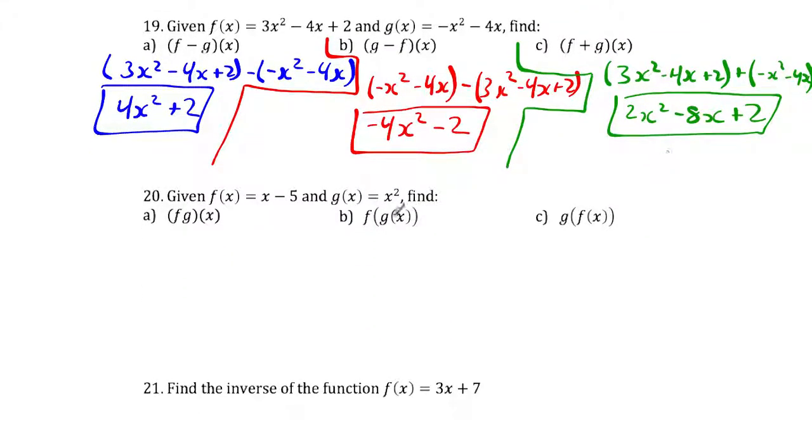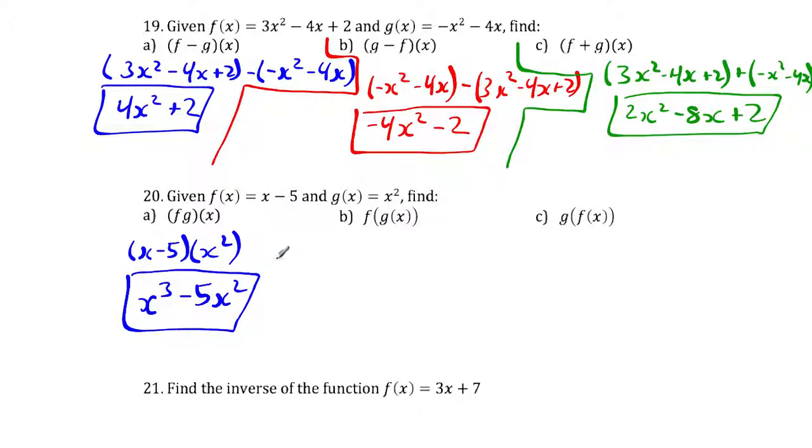Now that changes when we talk about here, and we're multiplying. So f times g of x, this is x minus 5 times x squared. So we multiply these, we get x to the third minus 5x squared, and we're done. The second one here, f of g of x, we start with our f function, which is x minus 5, and we replace the x with the g function. So this is actually just x squared minus 5. We can't reduce that.